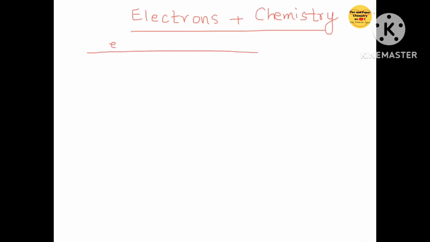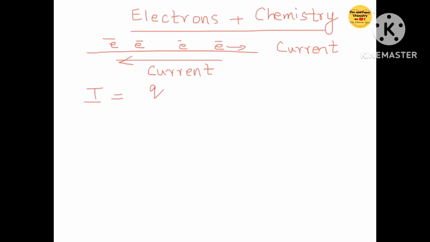Electrons flow through a conductor. The flow of electrons through a conductor causes what we call as current. Conventionally, the direction of flow of current is considered opposite to the direction of flow of electrons, right? Now, how do we define current? Denoted by I, it is the amount of charge flowing through a conductor per unit time.